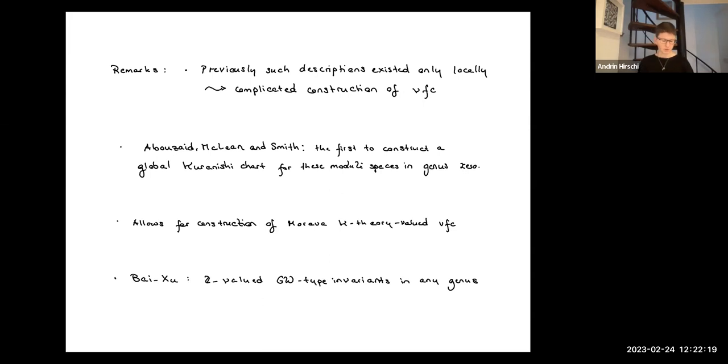Also related is work by Xiaoyun Bai and Guangbo Xu, who use global Kuranishi charts to construct integer valued Gromov-Witten type invariants. They did this so far only in genus 0, but as far as I understand from the paper, you can use their machinery with our global Kuranishi chart to obtain them in any genus. Okay, are there any questions about this?